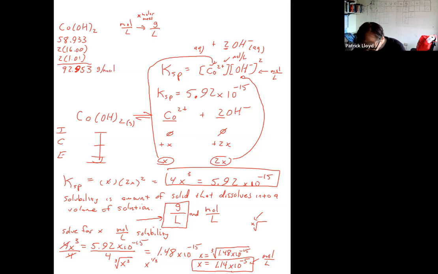Okay, so let's see if this works out. Here's what we have in terms of X. That's the solubility: 1.14 times 10 to the minus 5 moles per liter. Now, what I said earlier was we're going to multiply by the molar mass. So let's see if the units work out. 92.953 grams per mole, right? Those are the units of molar mass. Look what happens. The moles cancel, and you're going to get a number that's in grams per liter. And that's exactly what we want for the solubility.